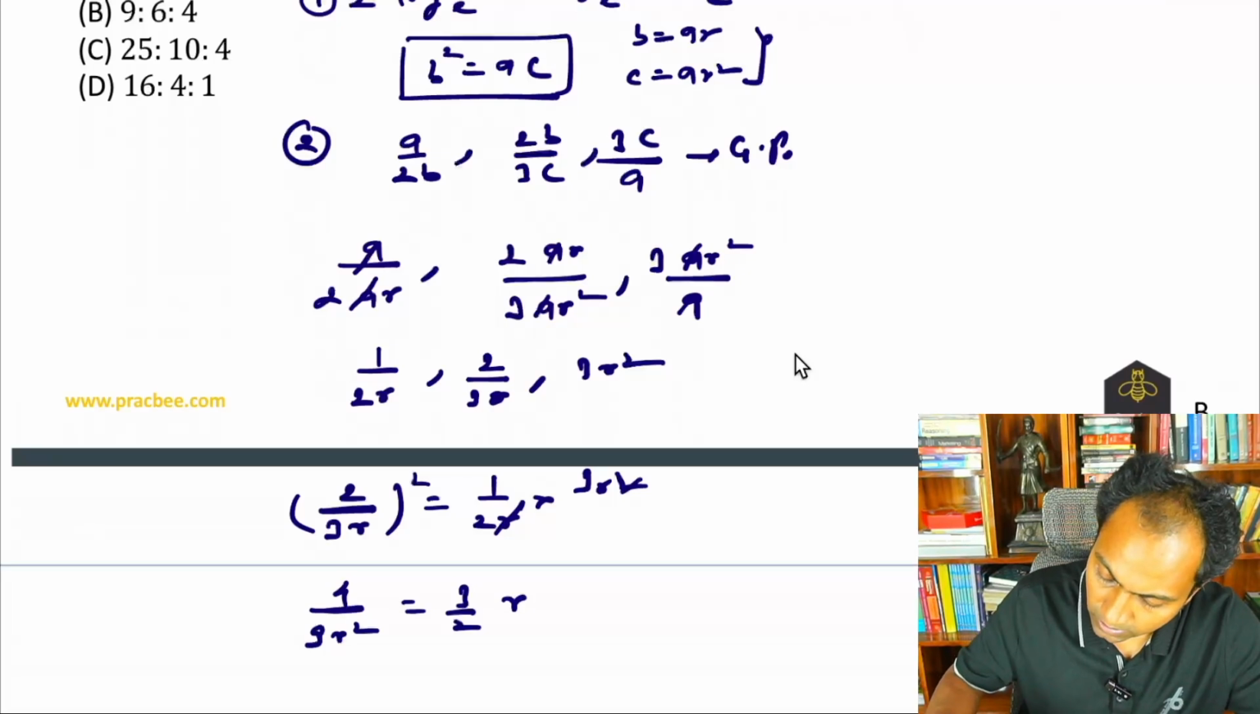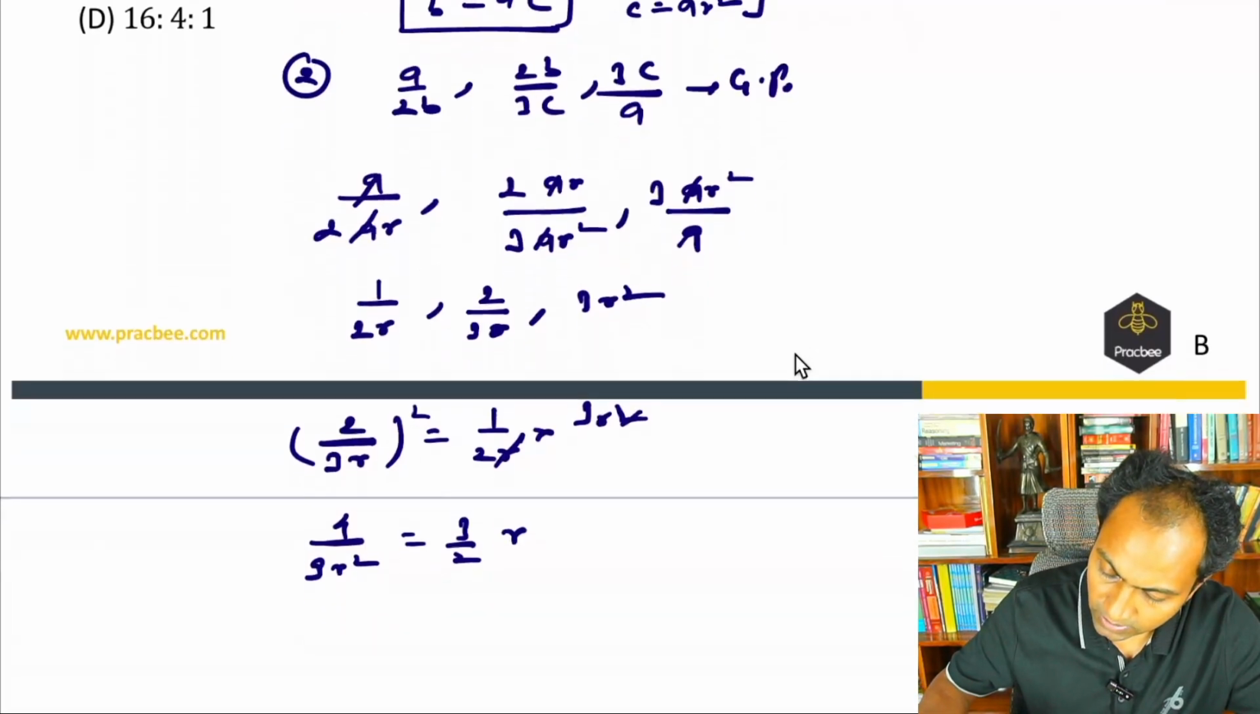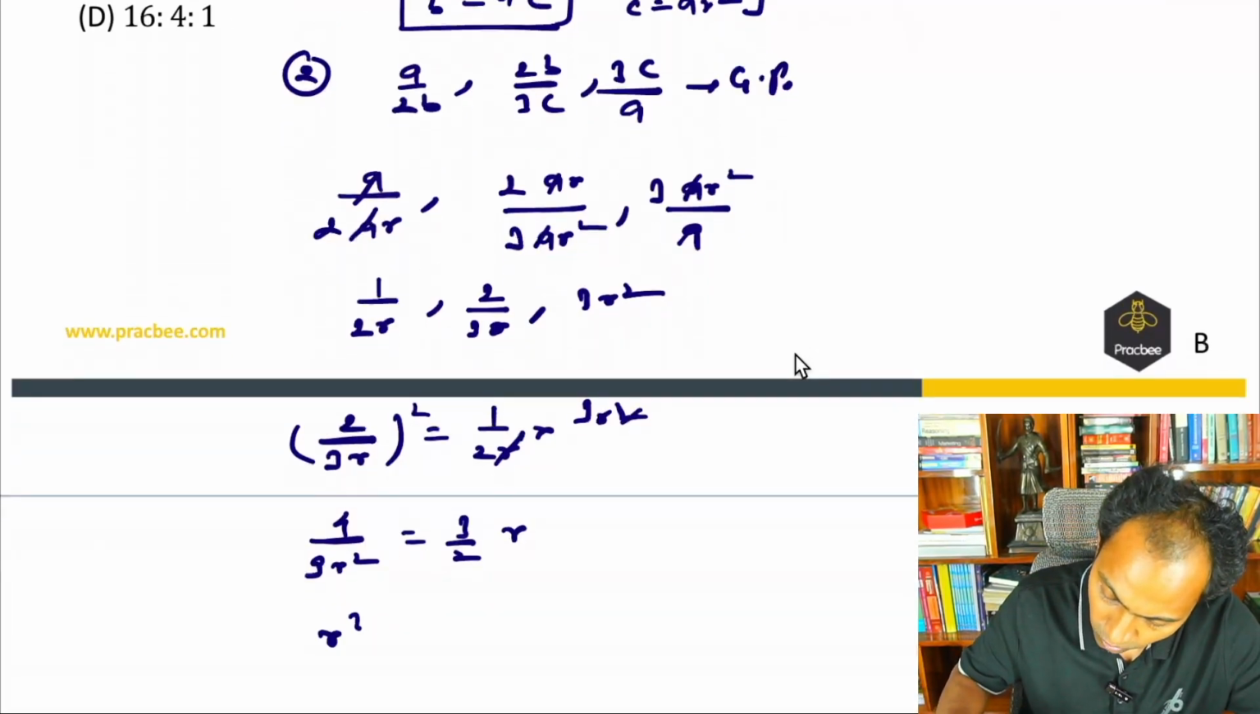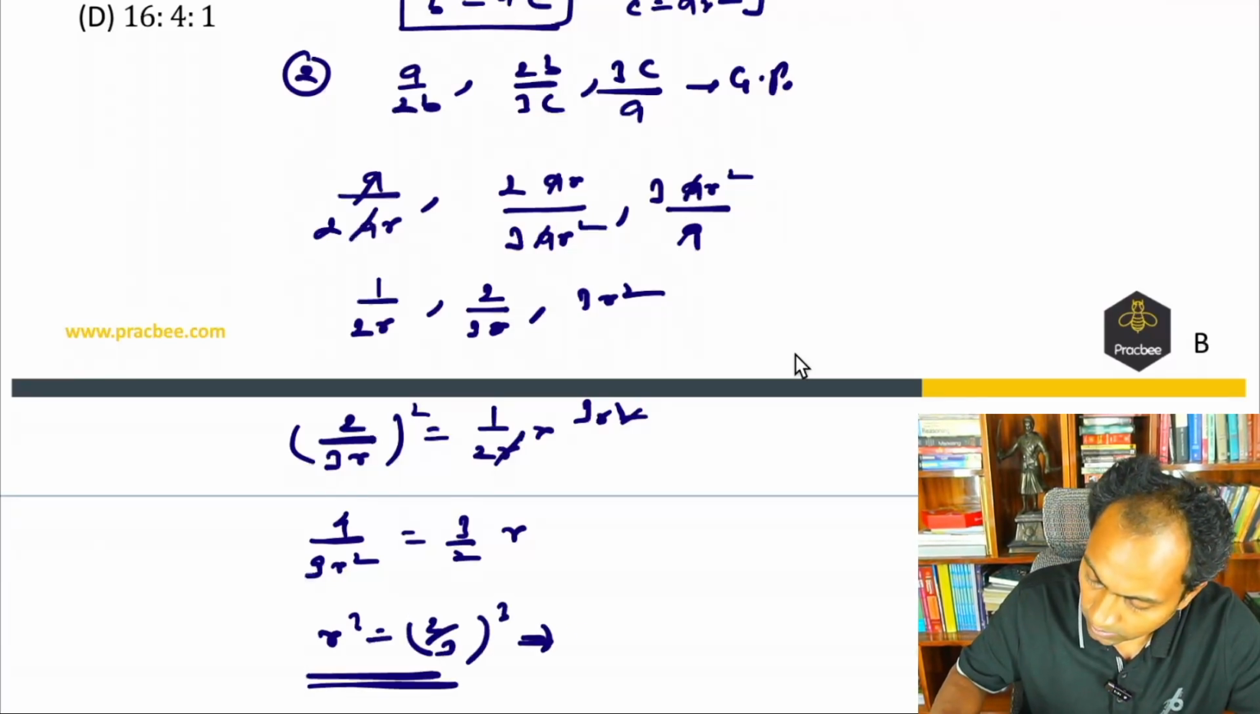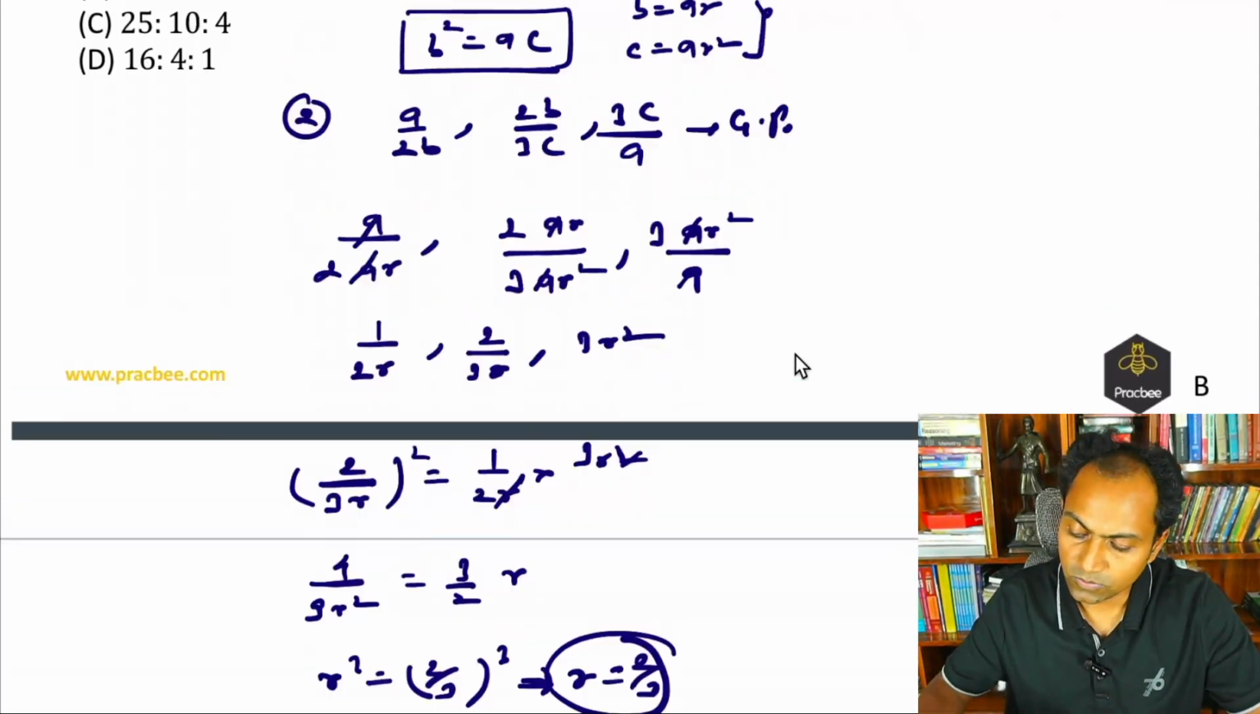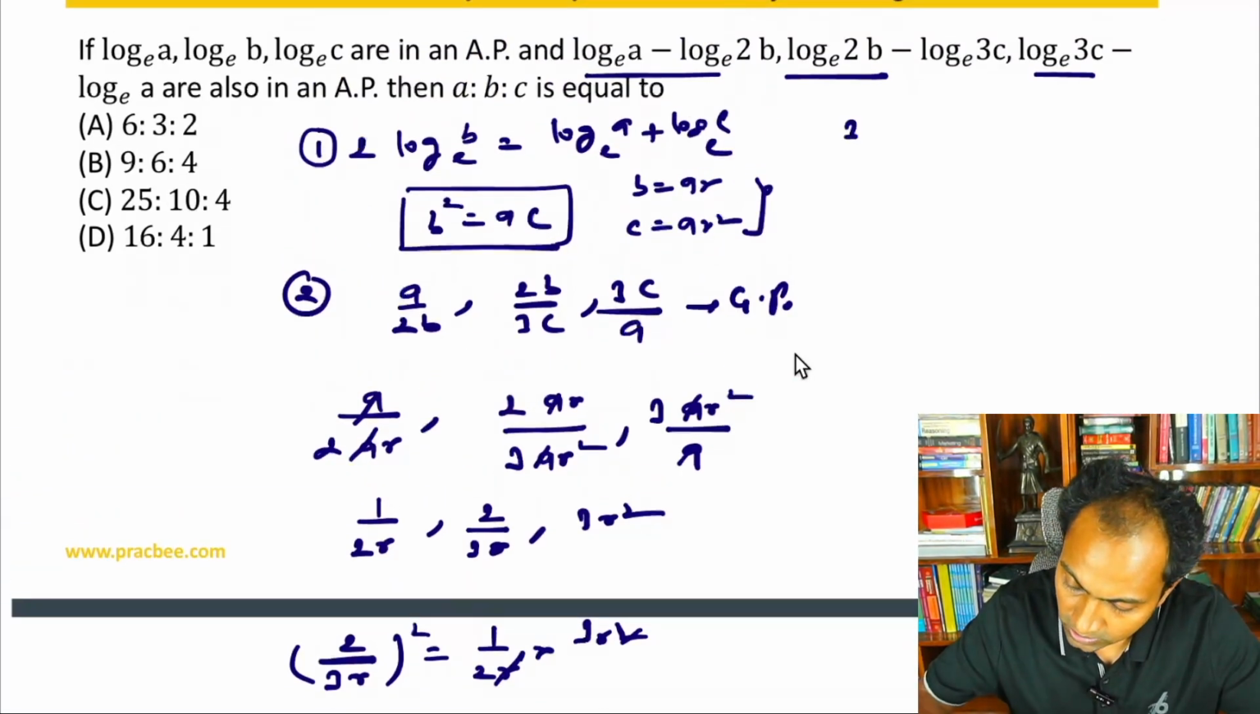And if I write it down, what we have got is a very interesting idea that R cube is nothing but (2 by 3) whole cube. You can see that the value of R here comes out to be 2 by 3. Now this is very crucial because what they are asking in the question is nothing but the ratio of A is to B is to C.